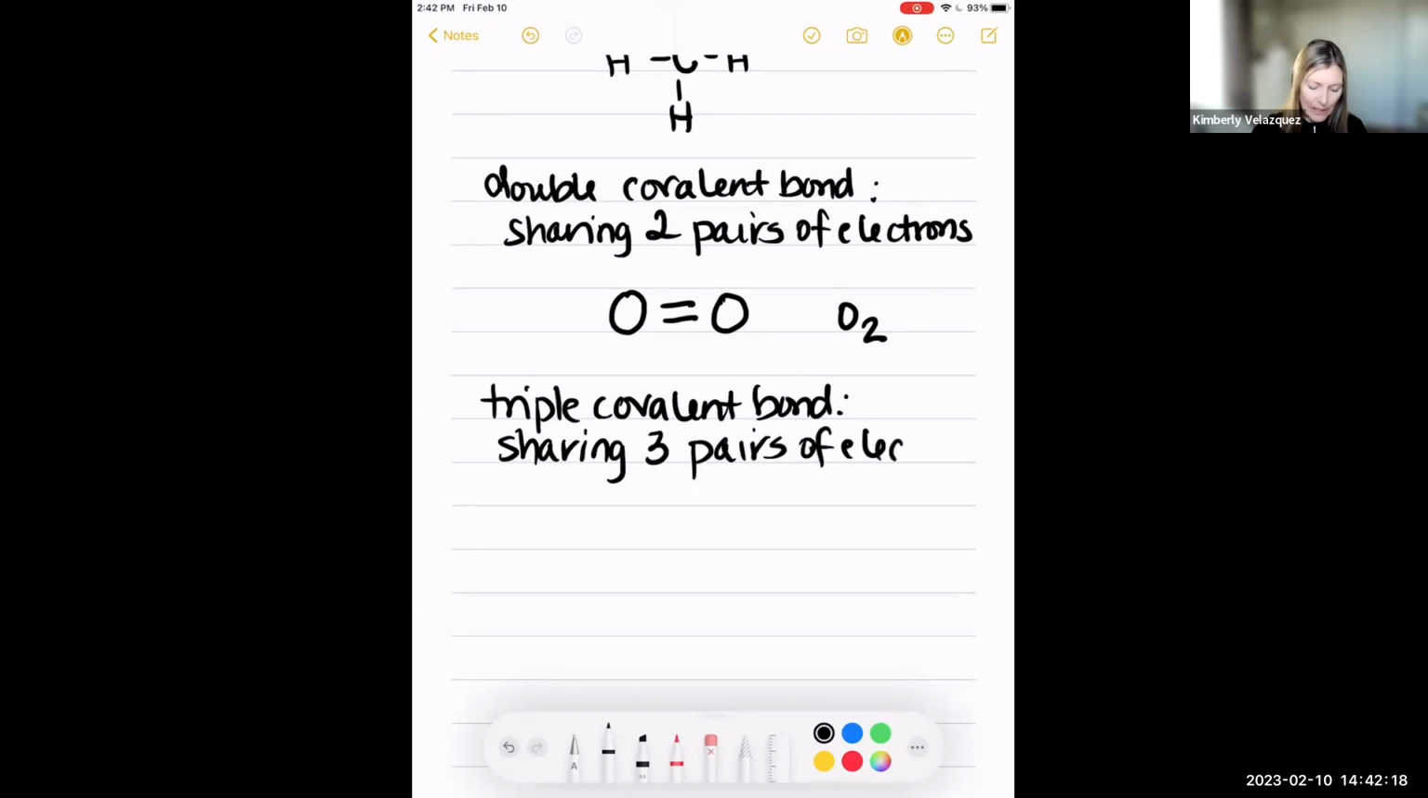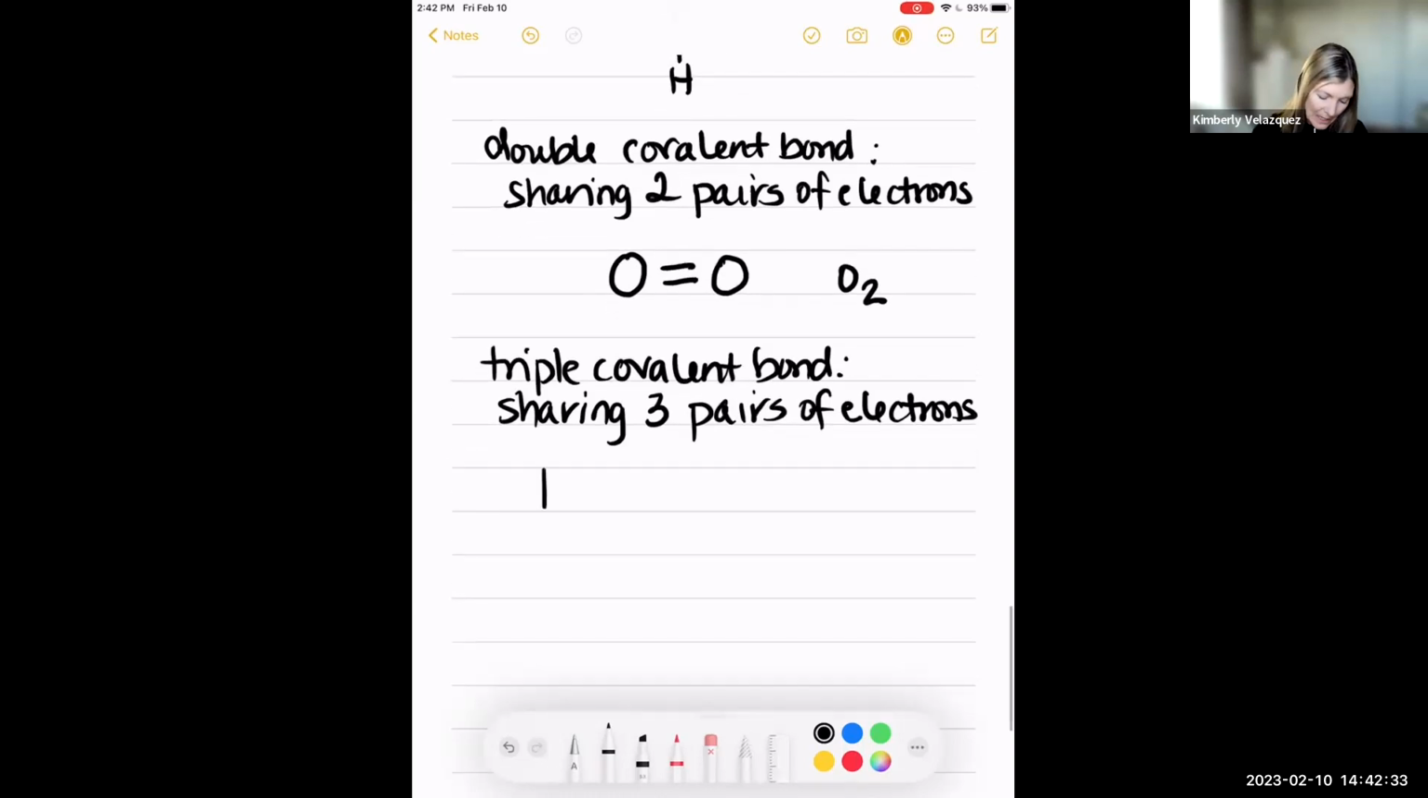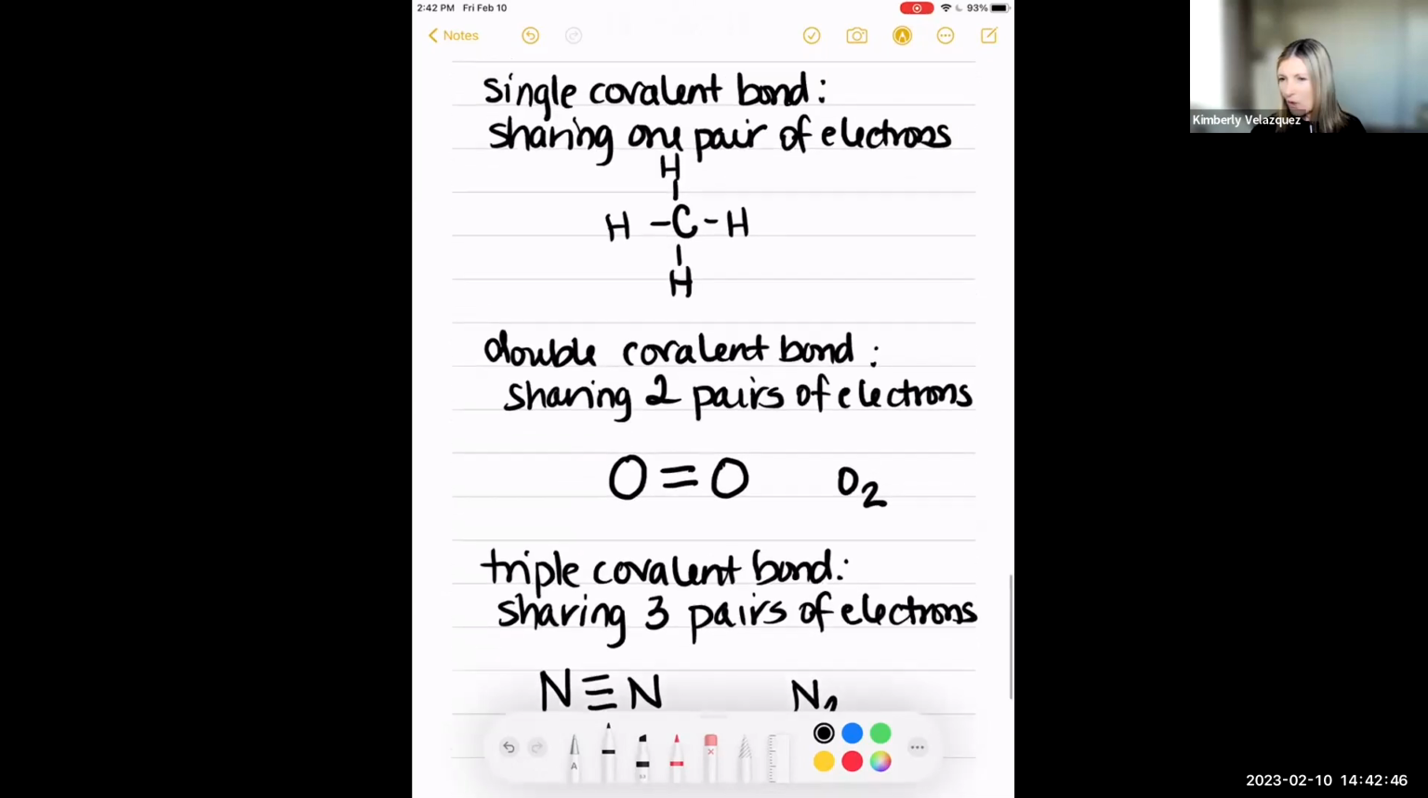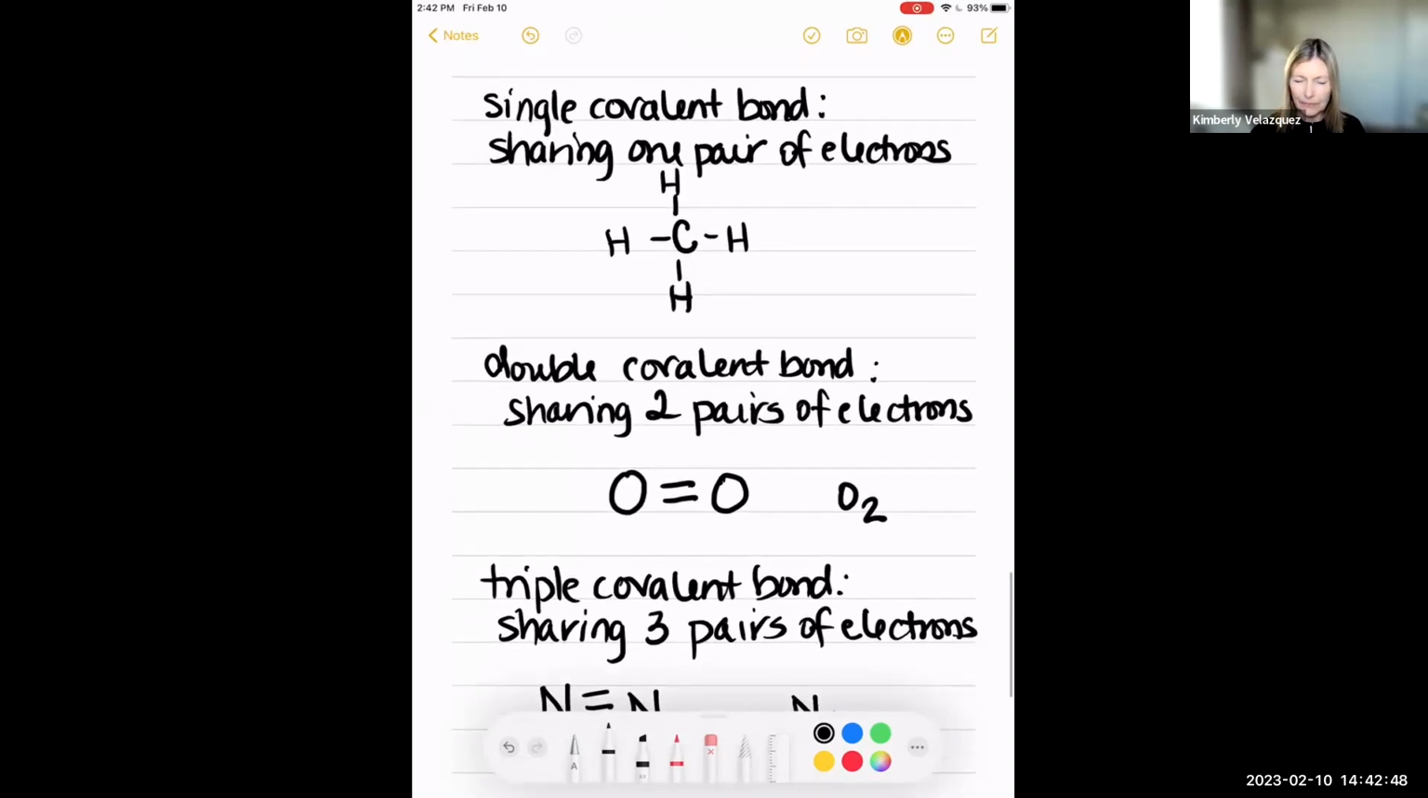Remember that these bonds require energy input to form. The double bond requires more energy than a single. So a triple is going to require a lot of energy input. And there's not enough energy available to form a quadruple bond. Nitrogen is triple bonded to nitrogen. That would be N2. That's what you need to know about the difference between single, double, and triple bonds. You don't need to know any more than that.